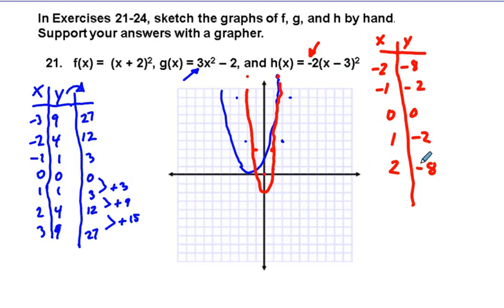So I'm going to go ahead and plot these points first. I'm going to do that in purple, and then we're going to translate over to the right. So we have 0, 0, we have -1, -2, -2, -8, and then we have +1, -2, +2, -8. So we're going to see this looking curve here.